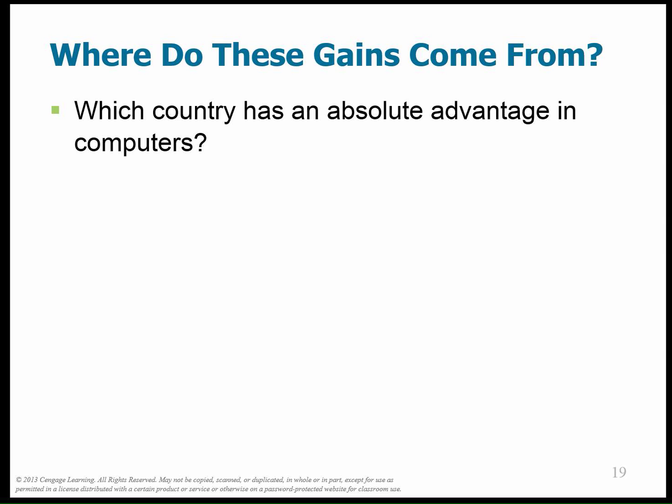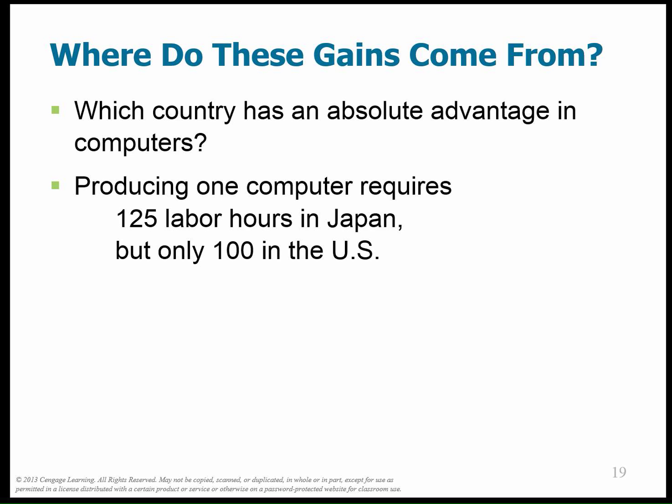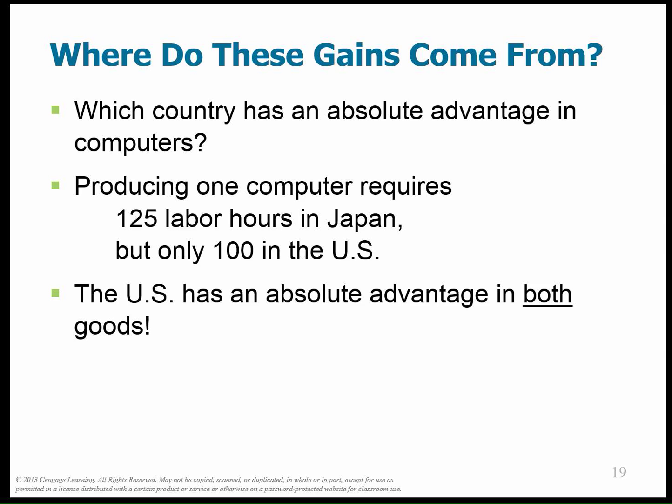Let's see what country has an absolute advantage in computers. Remember, the United States, we know already, has an absolute advantage in wheat. In computers, let's see, 125 labor hours in Japan, but only 100 in the US. Goodness, the United States has an absolute advantage in both goods, all right?